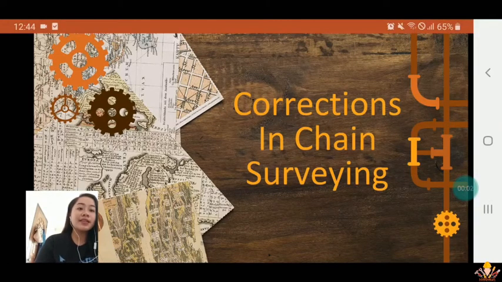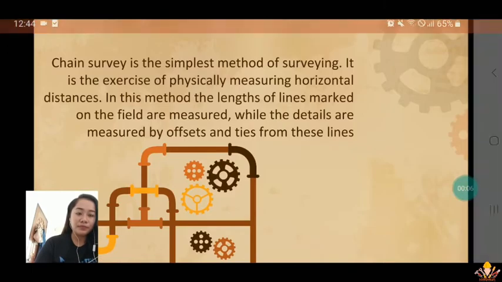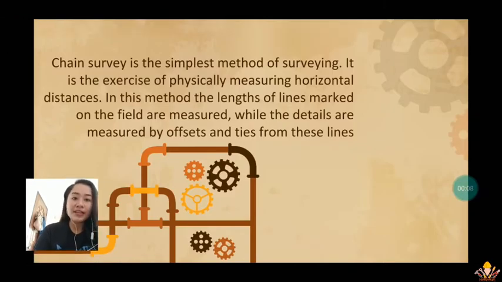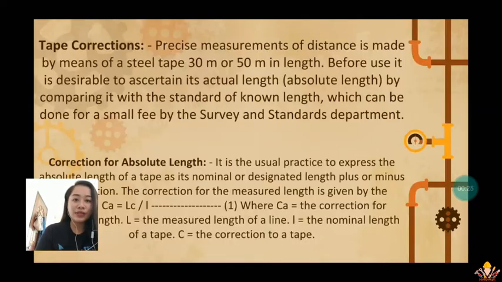So, we have next the corrections in chain surveying. Chain surveying is the simplest method of surveying. It is the exercise of physically measuring horizontal distances. In this method, the length of the lines marked on the field are measured, while the details are measured by offsets and ties from the line. So we have first the tape corrections.